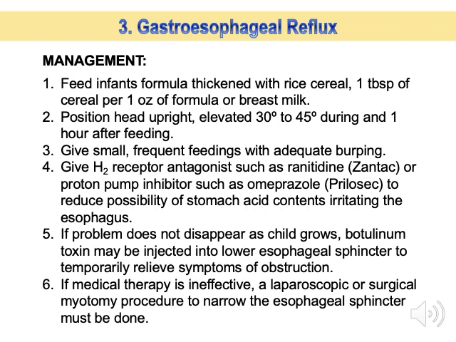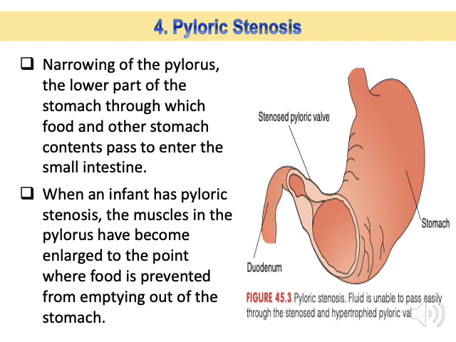All these interventions prevent the reflux of gastric contents and ensure normal passage of foods and fluid down the alimentary canal. Pyloric stenosis. It's the narrowing of the pylorus. It's the lower part of the stomach through which food and other stomach contents pass to enter the small intestines.